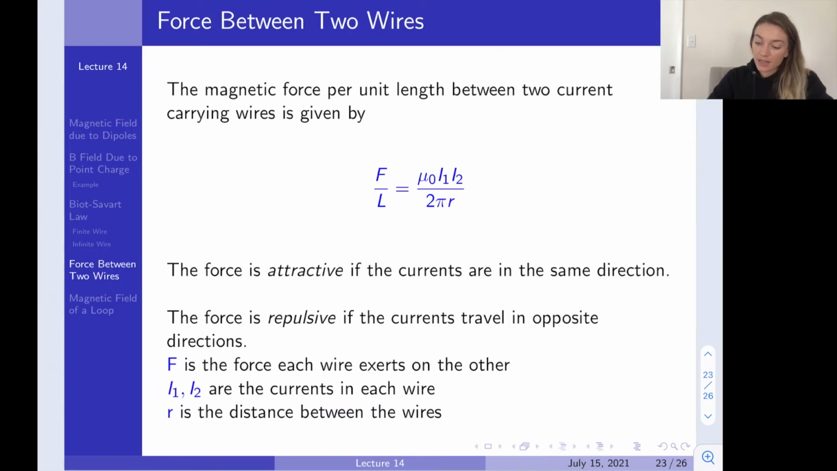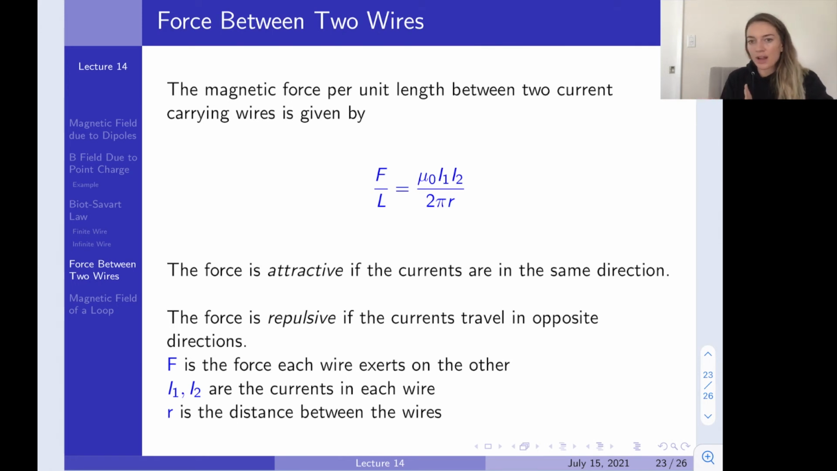So here we can write the force per unit length of 2 infinite current carrying wires. So current 1 and current 2 are just our 2 currents. r is the distance between our wires. And now if the currents are in the same direction, our force will be attractive. And if our currents are in opposite directions, our force is repulsive. So this is a little bit confusing because it's sort of opposite what we've been seeing with charges and magnetic poles, where like charges repel and like poles repel, but here like currents attract and opposite currents repel. So it's a little bit confusing there.